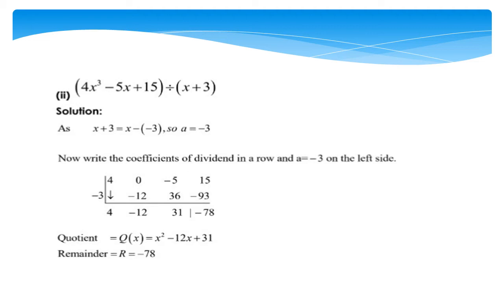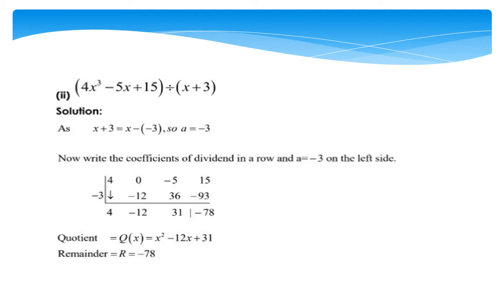With minus 3 on the left, 4 is written down as it is, as the arrow shows. Then minus 3 multiplied by 4 is minus 12. 0 minus 12 is equal to minus 12. Minus 3 multiplied by minus 12, the product is 36, and write down the minus 5. Then minus 5 plus 36 is 31, a positive value. 31 multiplied by minus 3 is minus 93. Minus 93 and 15 are added, and we get the value minus 78. This is the remainder.